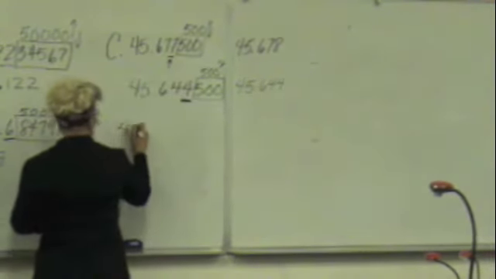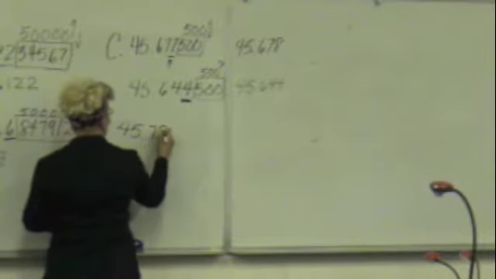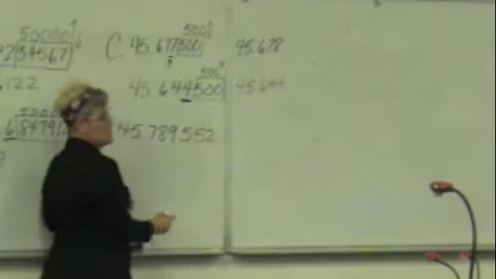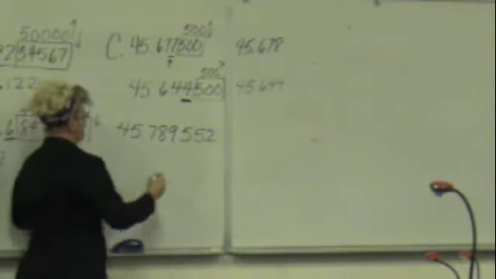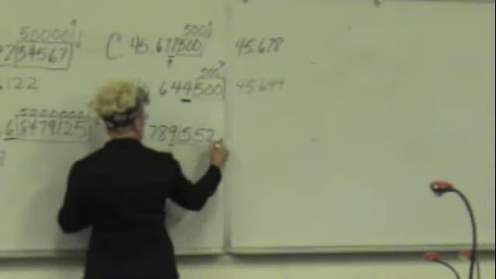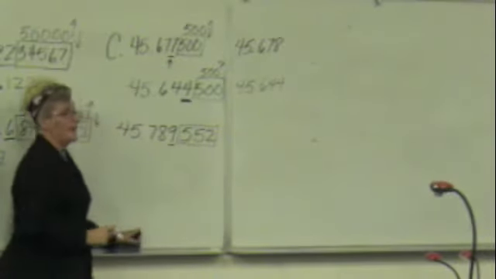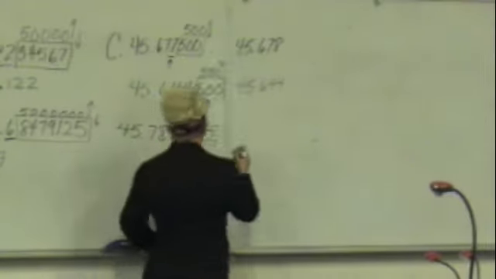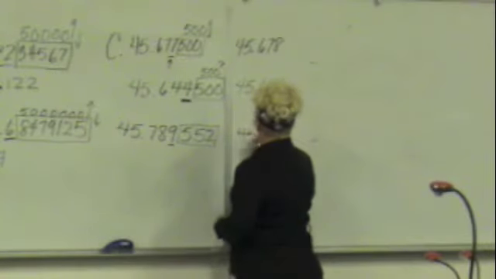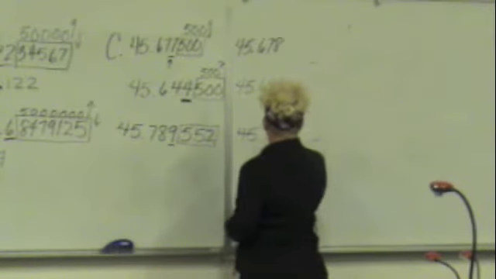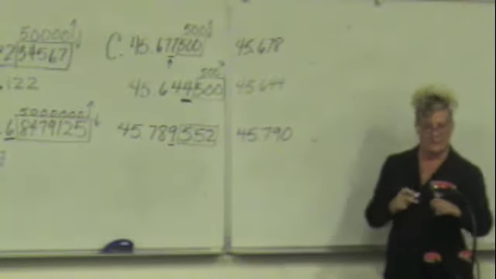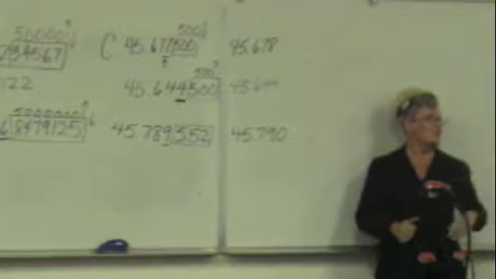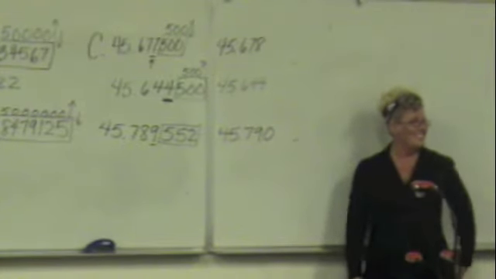So say we have 45.789,552. That what you mean, something like that? And so then we're going here and we're looking at this. What's going to happen here? It's going to go up, right? And so we're going to have 45.790. The 89 goes to 90. That part doesn't change. That part was the same.